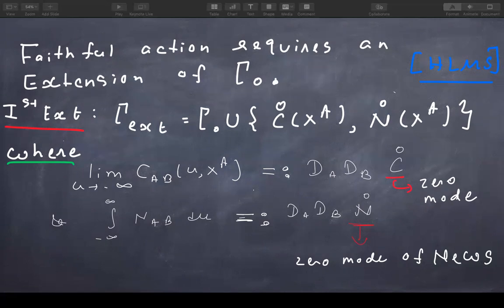What you end up with is the zero mode of the shear. That's the only thing left, which they call C0. And you take the news tensor and look at just the zero mode of the news tensor. So you take the news and integrate it over the entire time, so you get the average, and that is what they call the zero mode of the news. They call it N0.